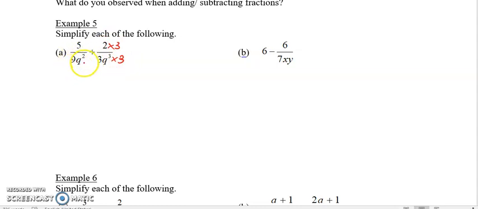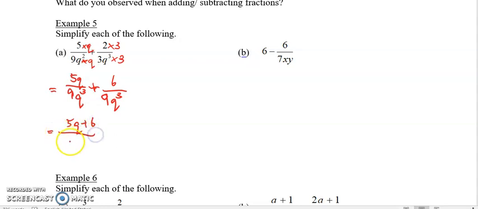If you look at the first fraction, we only have q squared, so we've got to multiply by q on top and below. In this way, the first fraction will become 5q on top over 9q cube, plus 6 over 9q cube. Now we have the same denominator, we can add them. 5q plus 6 over 9q cube. So we have our answer here to example 5a.